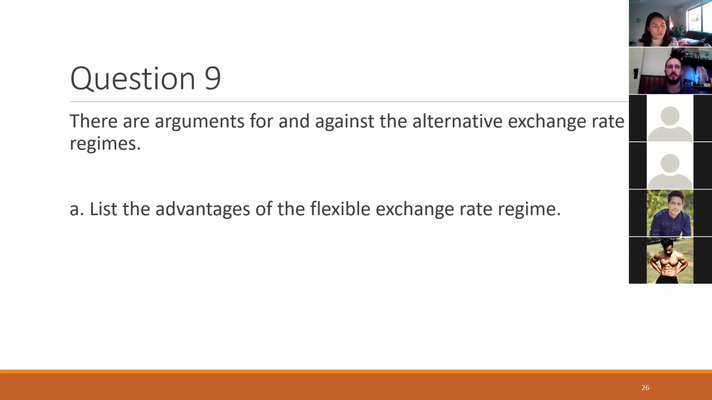Exactly. So if a country has a fixed exchange rate regime, that means your monetary policy has to be dedicated to maintaining a fixed exchange rate, right? What I mean is you have to spend resources to buy foreign reserves, for example, if you want to depreciate your currency value, or you have to sell your foreign reserves if you want to appreciate your currency value. With a flexible exchange rate regime, you don't have to worry about that. You can use your resources for other things, like reducing unemployment or controlling the inflation rate in your economy.